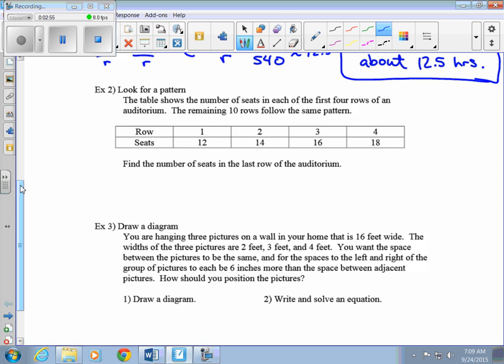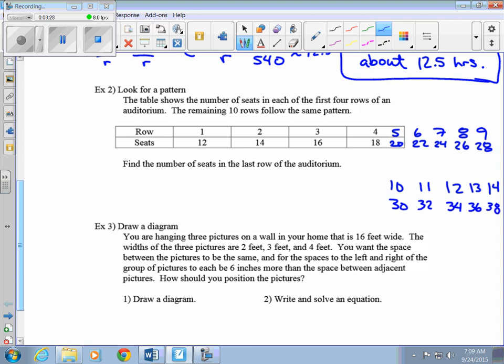So if we continue the pattern, we're going to go 5, 6, 7, 8, 9. We want 10 more rows. So we're going to go 10, 11, 12, 13, 14. So we're really looking for the 14th row. And so we see that the pattern, we're adding 2 to each one. So this is going to be 20, 22, 24, 26, 28, 30, 32, 34, 36, 38. And so when we look at this, we can see that there are 38 seats in the last row. So if we continue the pattern, that's how we would do that.